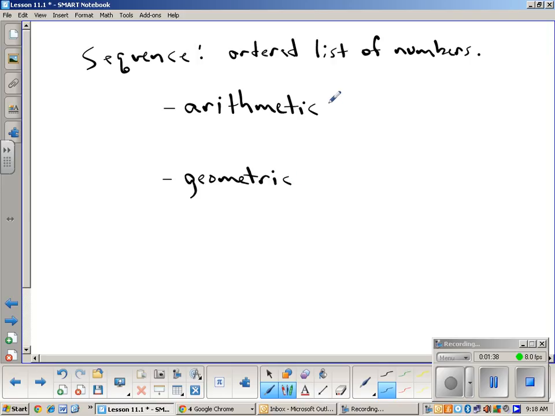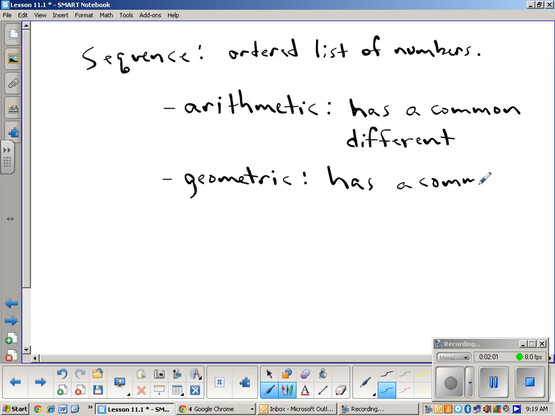An arithmetic sequence has a common difference from one term to the next, where a geometric sequence has a common ratio. What that means is, in an arithmetic sequence, we're going to add or subtract the same number each time to get the next term. Where in the geometric, we're going to multiply or divide each time to get the next term.